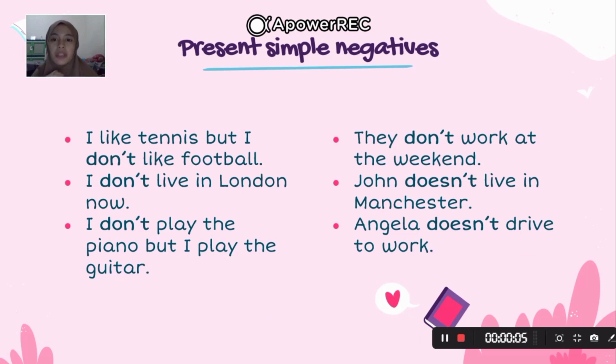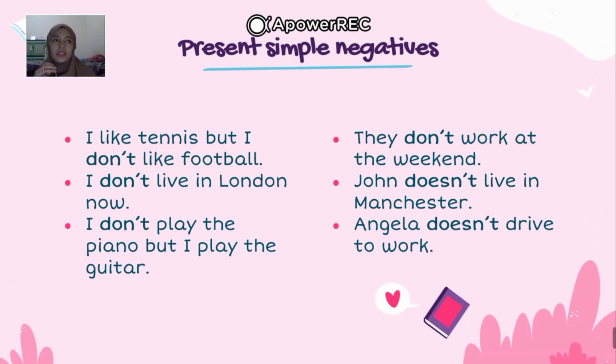Okay, let's continue to the present simple negatives. The thing you have to keep in your mind is that we use doesn't for the third person singular, like he, she, or it, and we use don't for the others. So if we want to make present simple negatives with the subject I, you, they, or we, we have to use don't. But when we want to make a sentence with the subject he, she, it, we have to use doesn't. Understand? So here are the examples. I like tennis, but I don't like football.